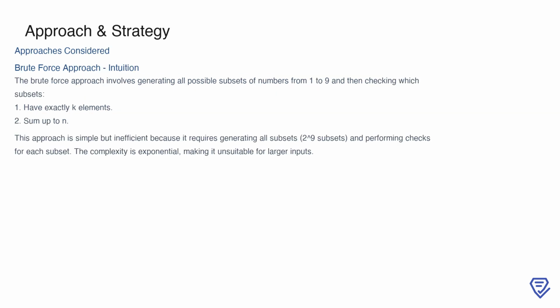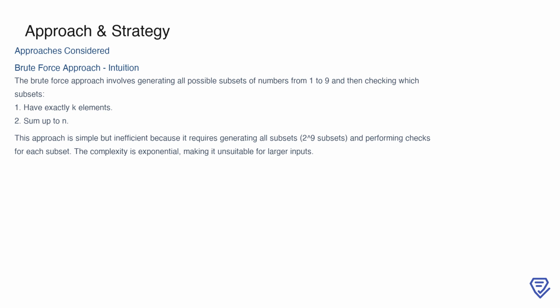When considering how to solve Combination Sum 3, the brute force approach is the most straightforward way to start. The intuition here is to generate all possible subsets of numbers from 1 to 9. Once we have these subsets, we can check each one to see if it meets the two key conditions. First, does the subset contain exactly k elements? And second, does the sum of these elements equal n?